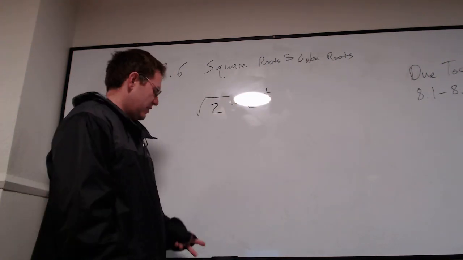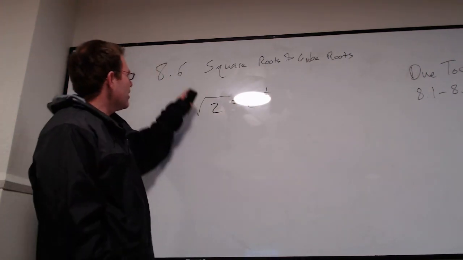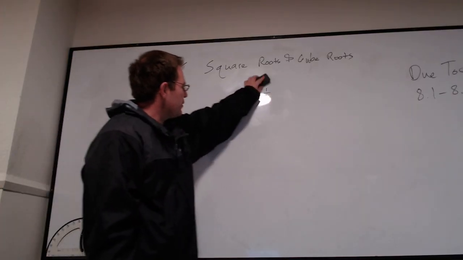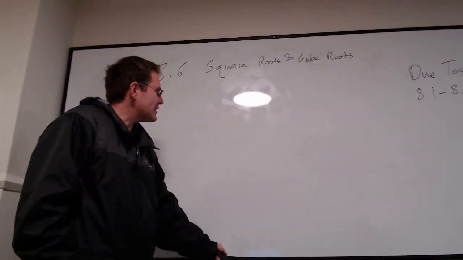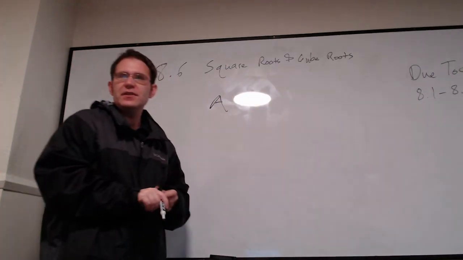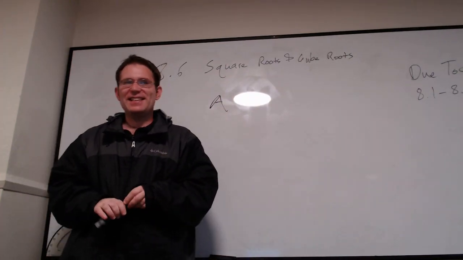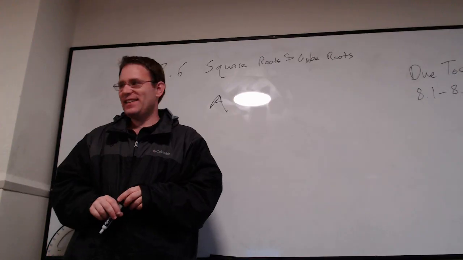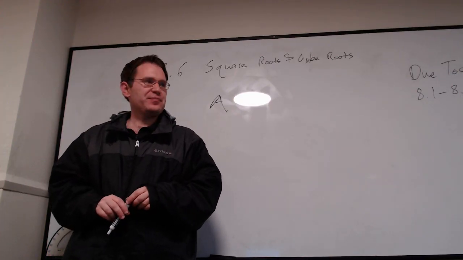Okay, so the big idea in 8.6 that we want to understand is that if we have some amount, we'll call that A. Does everybody have paper out for notes? Yes. Paper for notes, yeah. I know. Right as you said that.